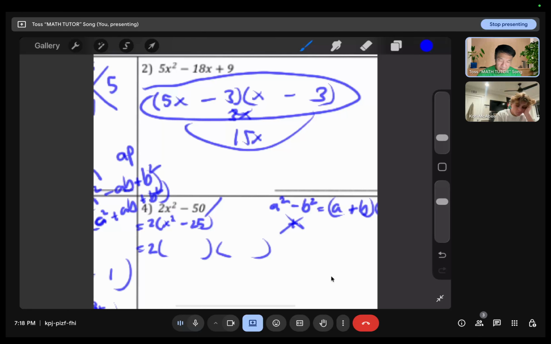I think you can tell that 25 is 5 squared. That is your b, and x is like your a. Here's your a and here's your b. You see that?